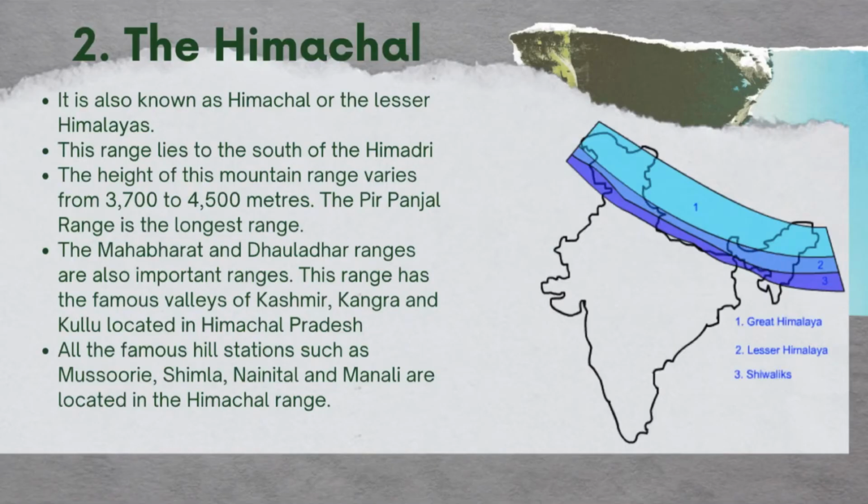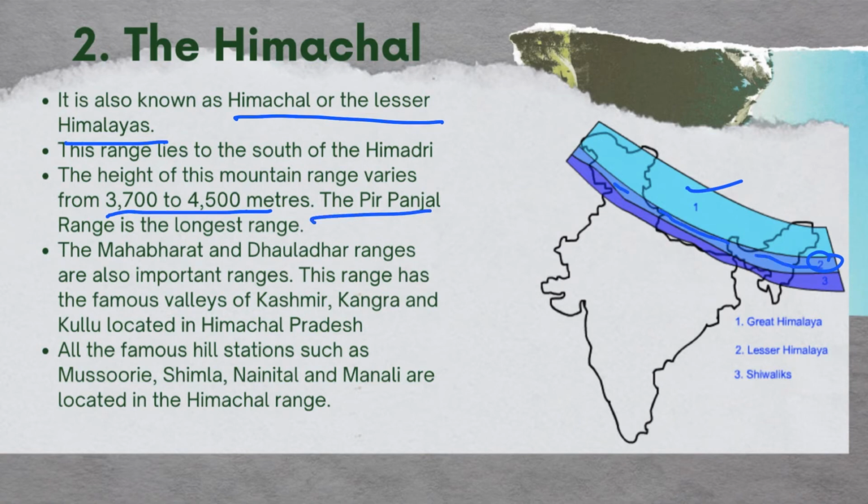Come to the next, that is the Himachal. It is also known as Himachal or the Lesser Himalayas. The first we discussed in the last one, the Great Himalaya. Second, we are going to discuss this. The height of the mountain range varies from 3000 to 4500 meters. Here there will be mountain ranges, and among them Pir Panjal is the longest.